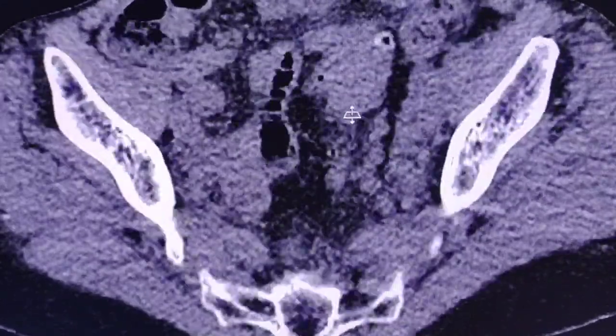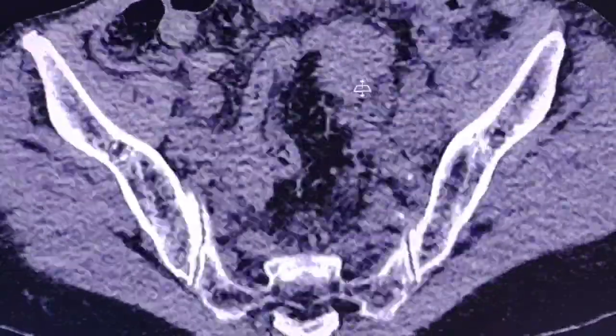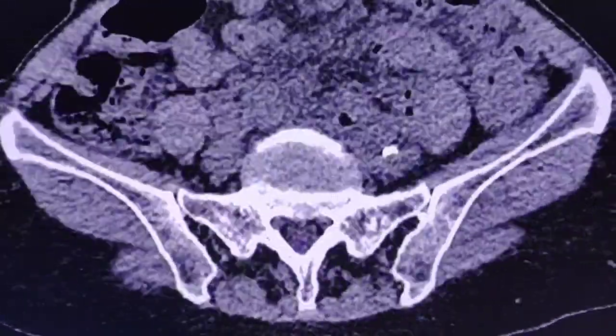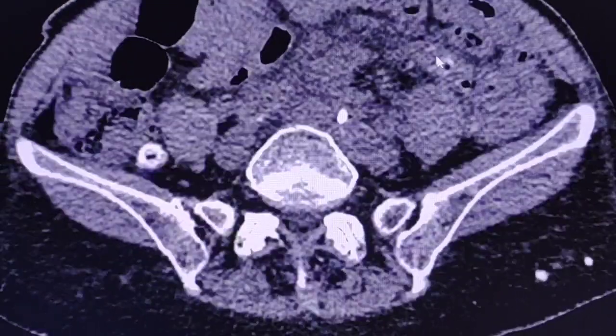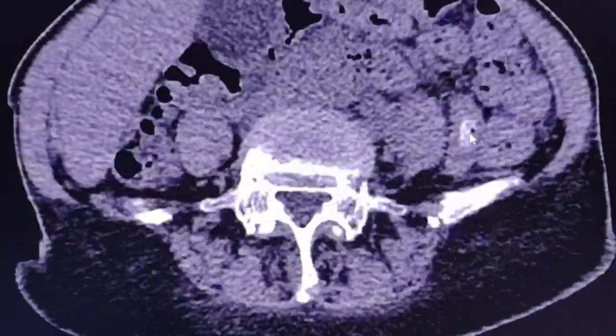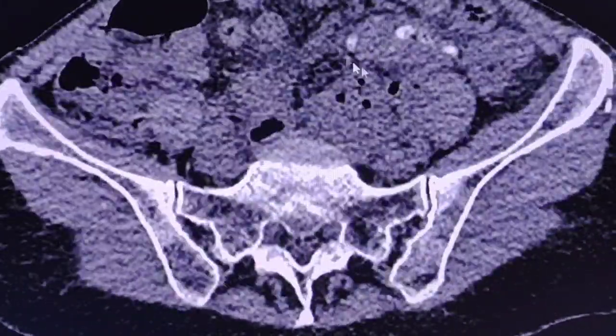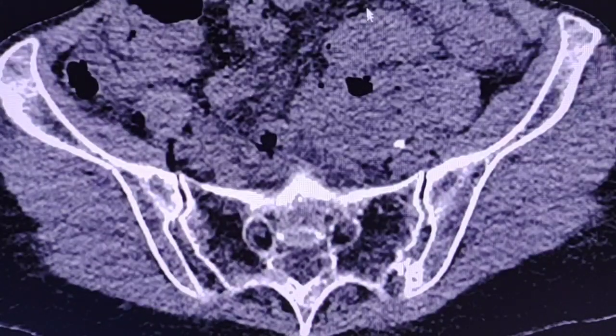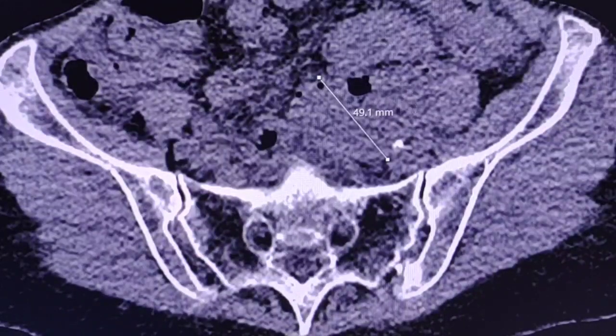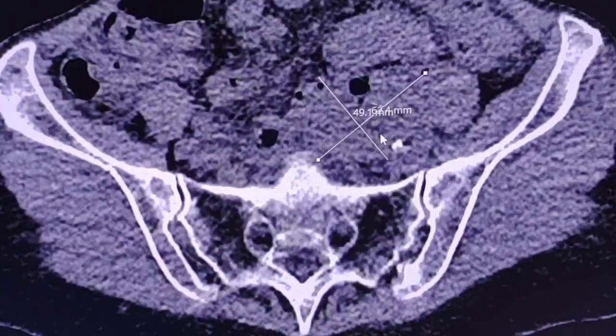Again, back down and up, and here it goes and continues to the descending colon up here. Okay, let's go down again, and we can see that adjacent to the sigmoid colon there is a separate structure here. All this is an abscess.